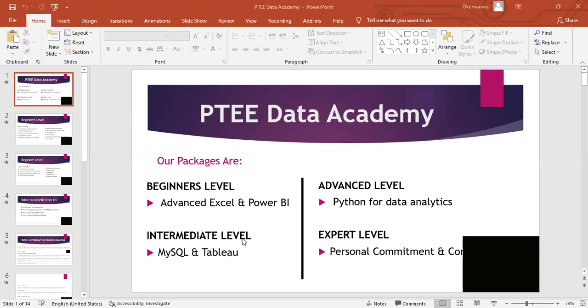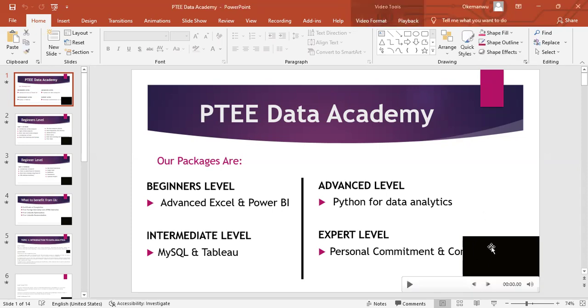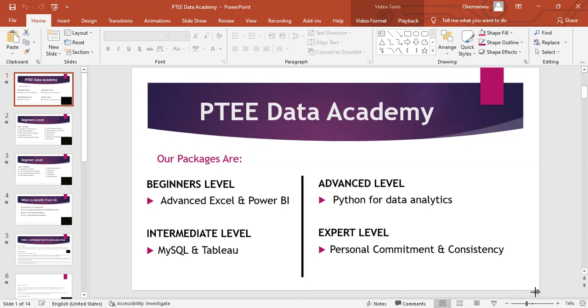Then after that stage, you go to the advanced part of it with the use of Python. There's also another software called R programming. Then if you want to become an expert in what you do, it is your personal commitment. So that is actually consistency, and your personal commitment is what can make you an expert in your work.